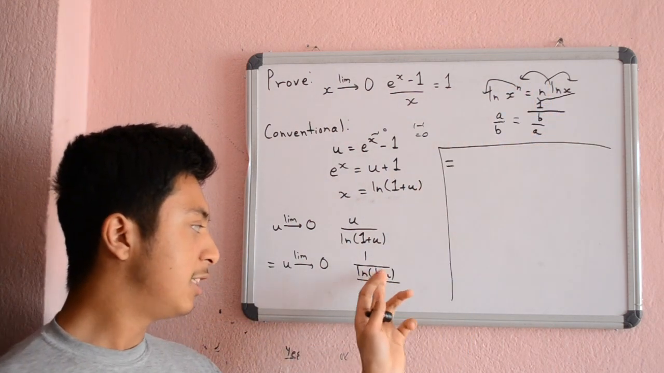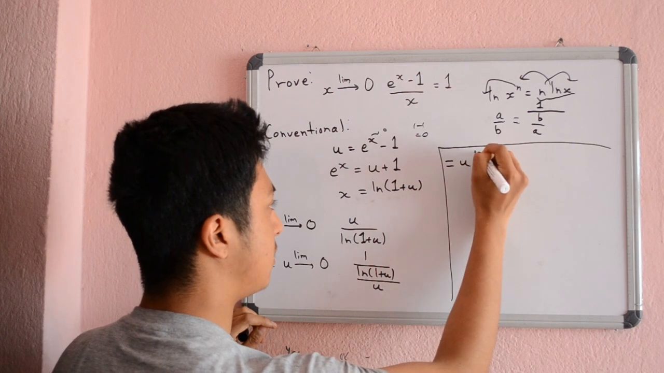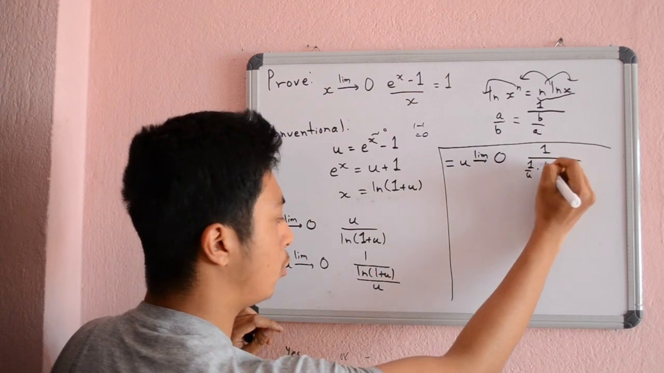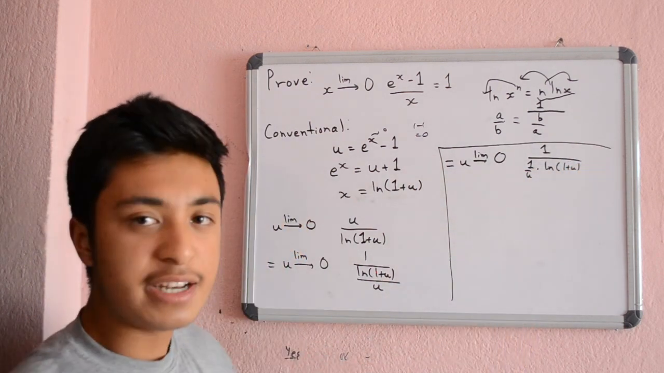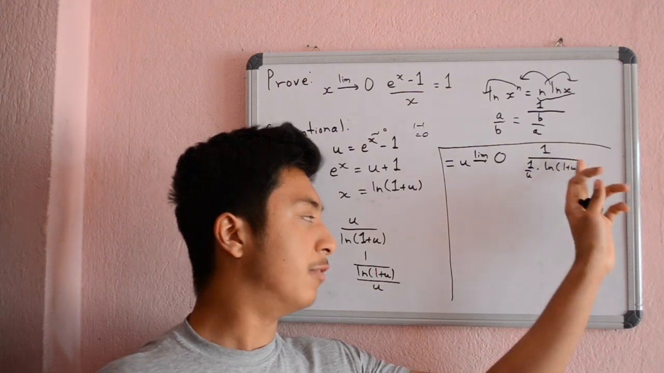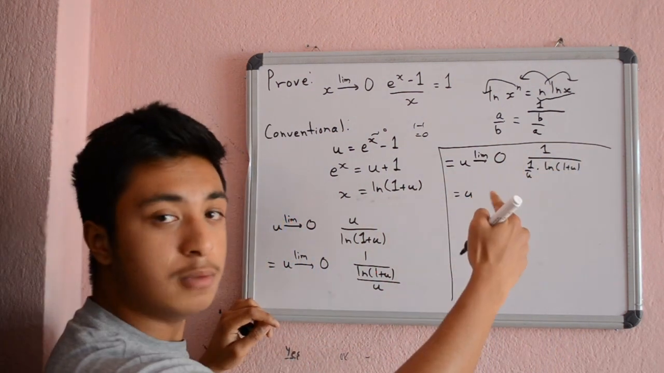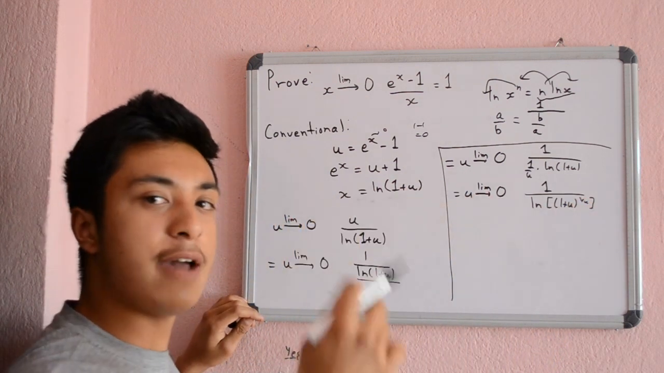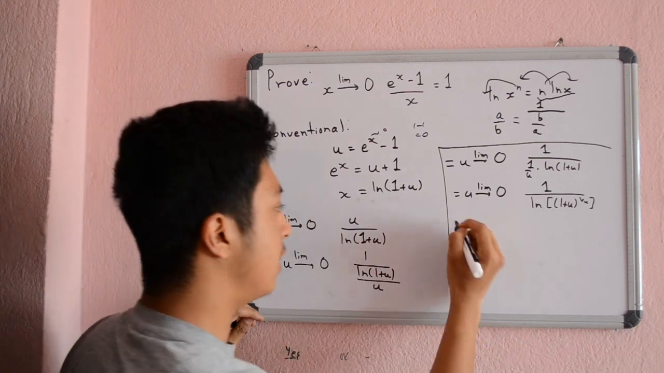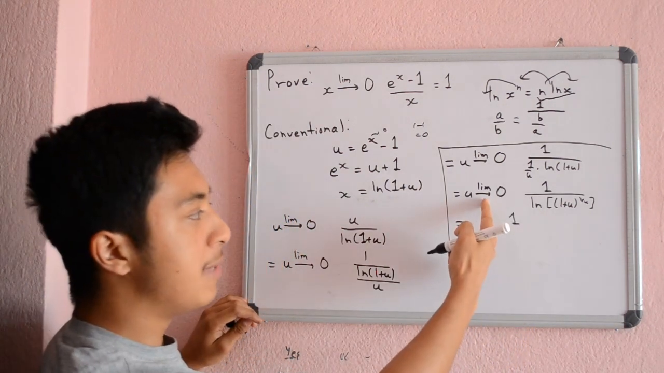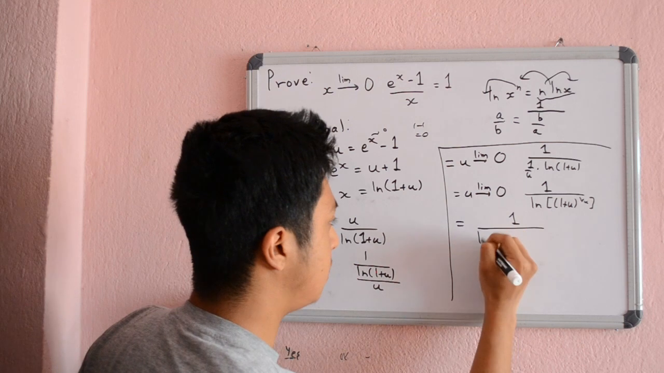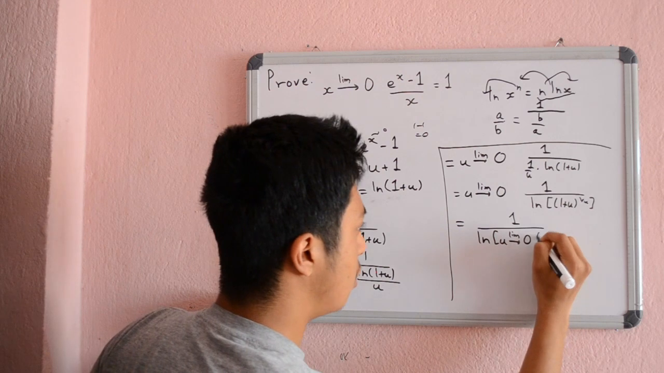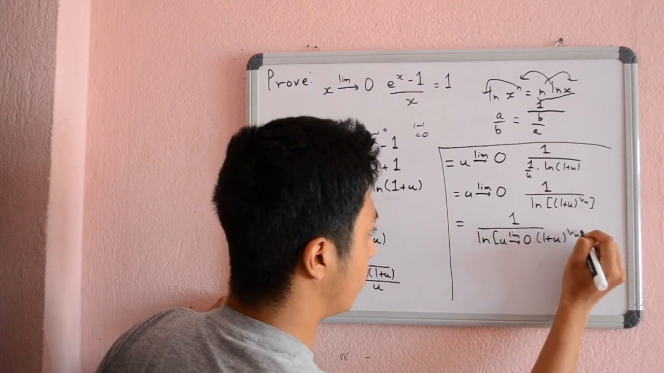Well, instead of this by u, I'm going to write it as 1 by u into ln of 1 plus u. And then we're going to put 1 by u inside of the power. So this becomes ln of 1 plus u whole to the power 1 by u. And we're going to have to use a limit property such that we can put the limit inside of the log function. So this is ln of the limit as u approaches 0 of 1 plus u to the power 1 by u.